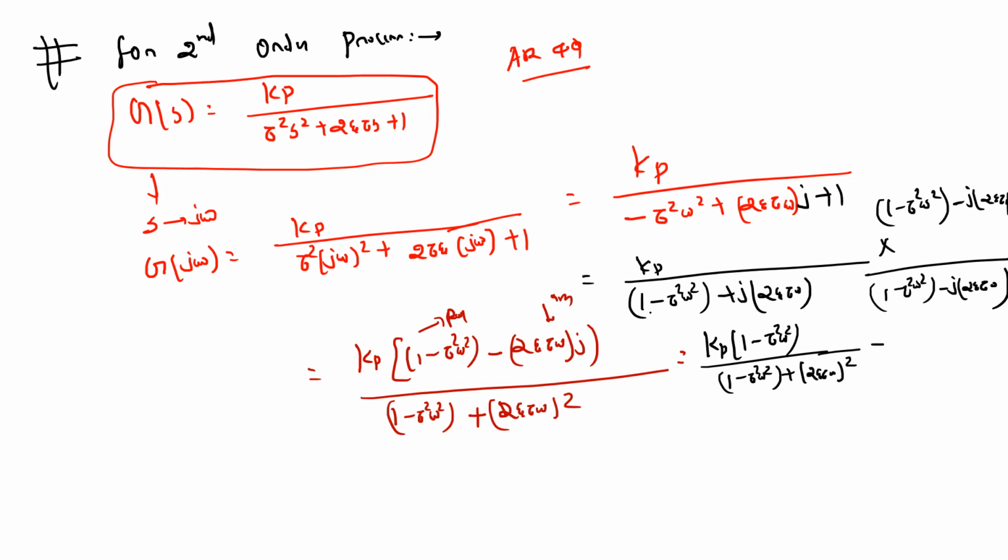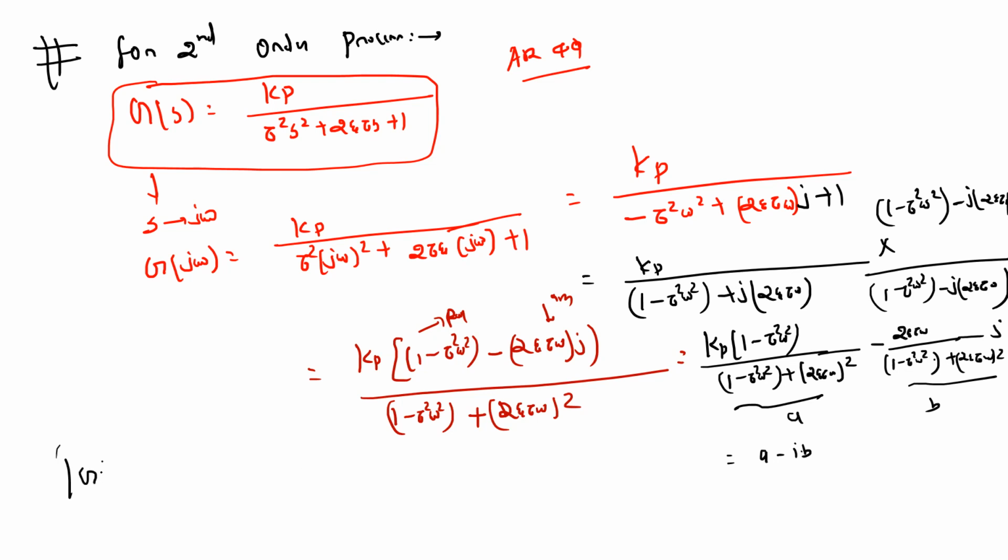Yeah. So again, I can write this over here. This one is your imaginary part. So I can write minus 2 zeta tau omega divided by 1 minus tau square omega square plus 2 zeta tau omega whole square into j. So this one will be your A, this one is your B. So that is equals to A minus jB form.